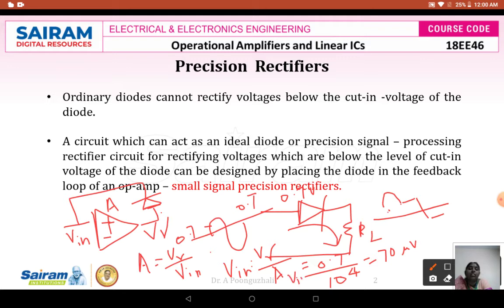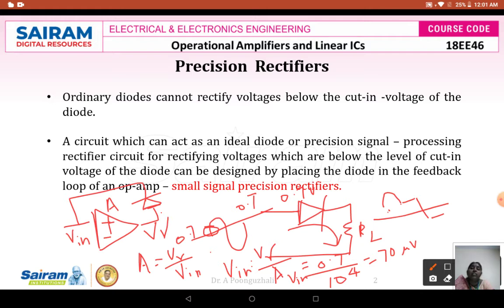So when my V in is 70 microvolts, the output will be positive. That means my diode will conduct even when the V in voltage is at 70 microvolts. That means this region can also be rectified by using a diode in the feedback path of the operational amplifier. A circuit acting as an ideal diode or precision rectifier can rectify voltages below the threshold level, that is the cut-in voltage of the diode, by placing the diode in the feedback path of the op-amp.